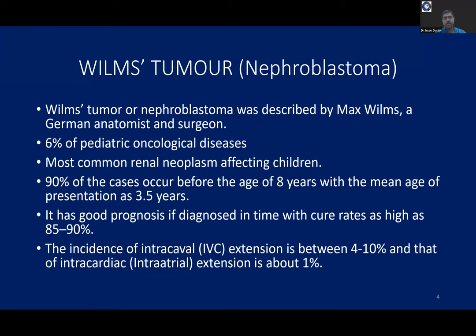If detected early, it has an excellent prognosis, with cure rates as high as 85 to 90%. However, since a few of them could be asymptomatic, they could advance to intracaval tumor thrombus, and the incidence of this is between 4 to 10%. The incidence of intracardiac or intraatrial extension, all along the renal vein, into the IVC and inside the atrium, with intraatrial and intraventricular tumor thrombus, is fortunately only 1%. This is very peculiar to Wilm's tumor, that you can have tumor thrombus which can progress all the way to the heart.